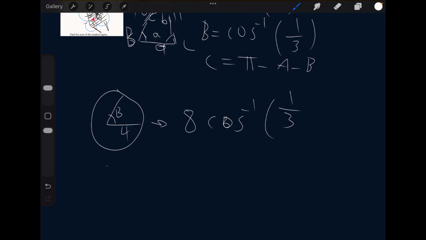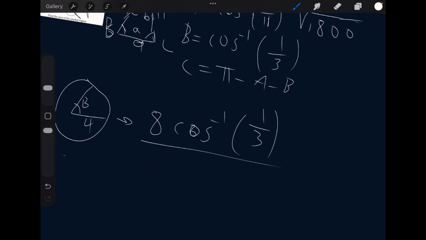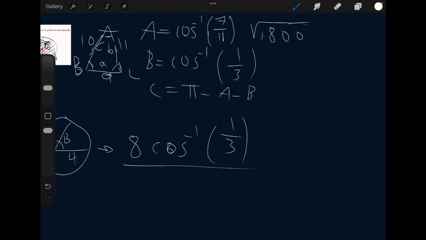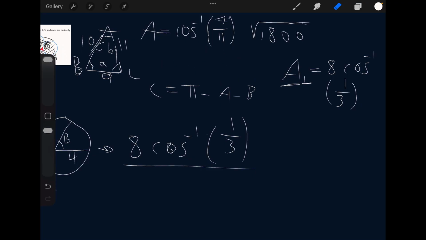Okay, so this is important. Let's go ahead and write that up. Area 1, and let's not confuse that with the angle, therefore sub 1. So area sub 1 will equal 8 arc cosine of 1/3. Okay, and now we're not going to have to use this angle here because we've already found the area when it's necessary.